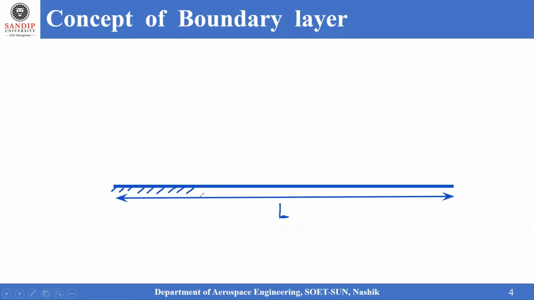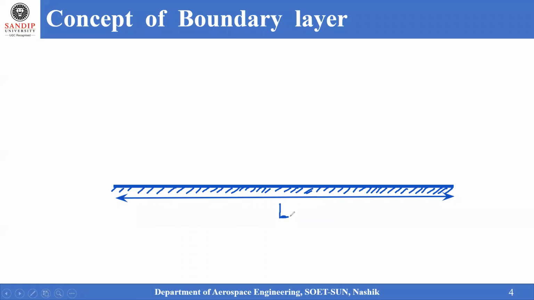So on one side of the flat plate, there is no fluid available. Let me indicate this with a hatched region. Now, what I'm doing is I have taken a flat plate of fixed length capital L.